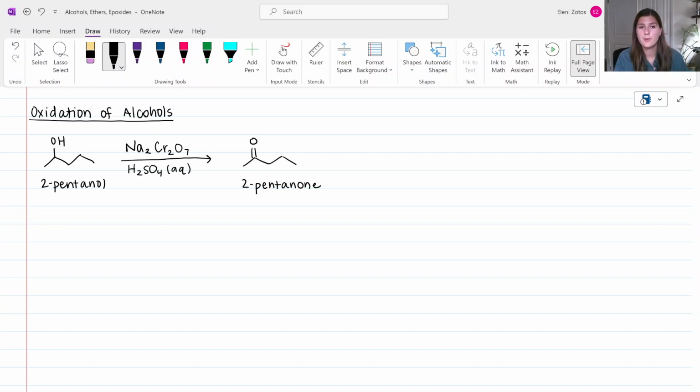So if you remember from the previous video, the oxidation state of the carbon bonded to oxygen in a ketone is higher than its oxidation state in the alcohol in 2-pentanol. So this is an oxidation reaction because we're oxidizing that carbon.